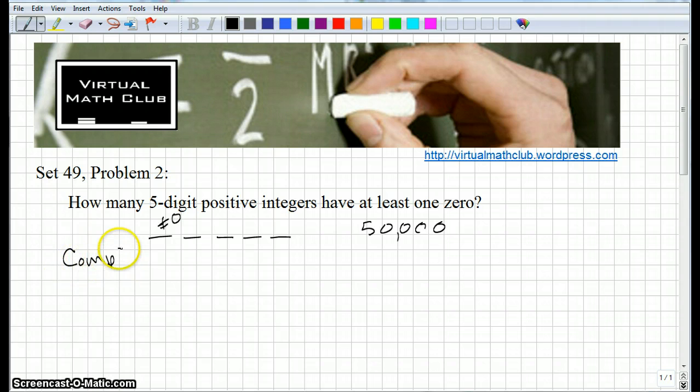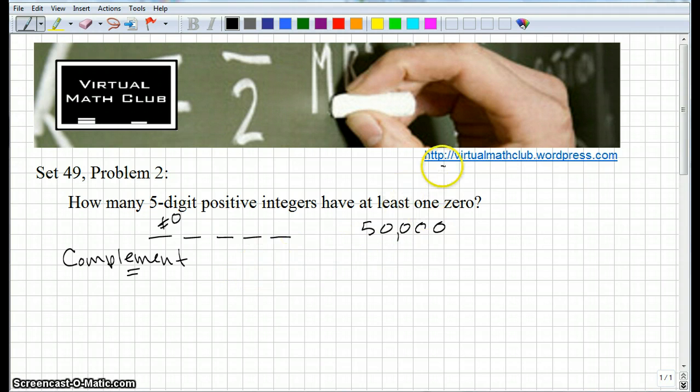The complement with an E, meaning that it's the thing that completes it. So if we took all of the 5-digit integers from 10,000 all the way up to 99,999, then all of those numbers have to fall into two categories. They either have at least one 0 or they have no zeros.